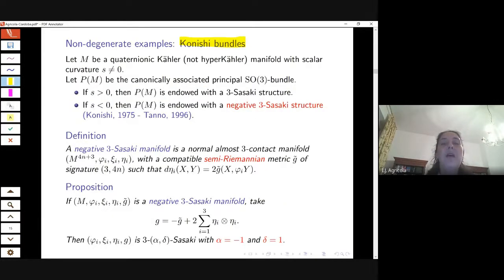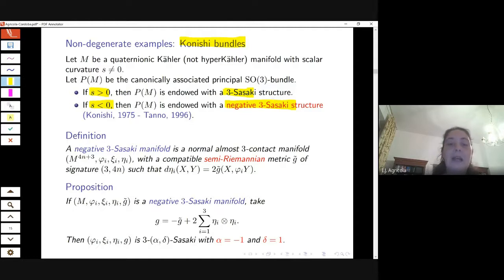Right? Okay, so start with a quaternionic Kähler, not hyperkähler, manifold, with scalar curvature different from 0. Then we have the canonically associated principal SO(3) bundle. And it is well known that if the scalar curvature of the base is positive, this is a free Sasaki manifold. And if the scalar curvature is negative, then this SO(3) bundle has a so-called negative free Sasaki structure.